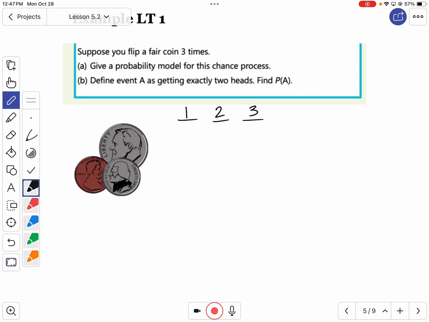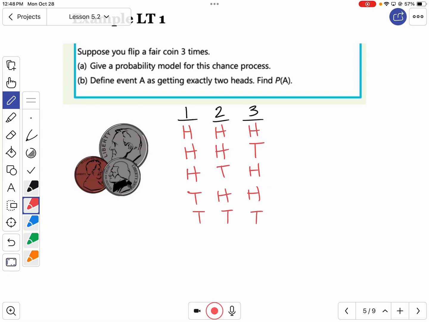Okay, so I've got 3 coins. I could get all 3 heads. Would you agree? I could keep the first one heads, the second one heads, and the last one could be tails. I could keep the first one heads, the second one tails, and the last one heads. I can make the first one tails, heads, and heads. Everybody with me so far? I'm just thinking about what I could get. We could get all tails.